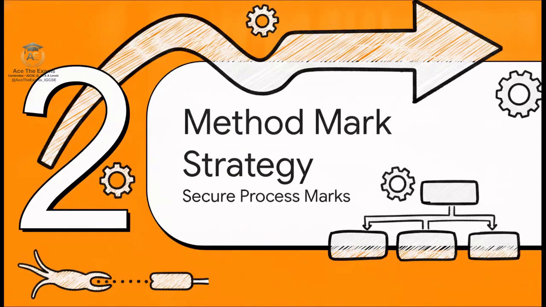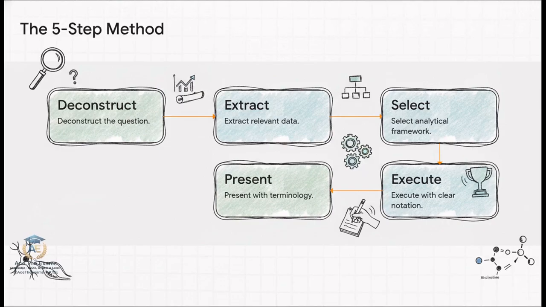Section 2. The method mark strategy. Cambridge examiners are pretty unique because they award crucial marks for the analytical process itself, not just your final answer. If you have the right process, you pick up method marks, even if a final calculation goes slightly off track. So the crucial point is systematically following 5 exact steps. 1. Deconstruct the question. 2. Extract the relevant data from the stimulus materials. 3. Select your analytical framework. 4. Execute your analysis with clear notation. And 5. Present it with the correct terminology. If you process every single 15.1 question through this standardized sequence, you're going to safeguard your grade.